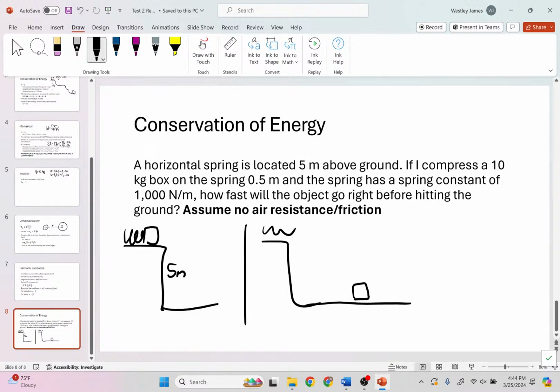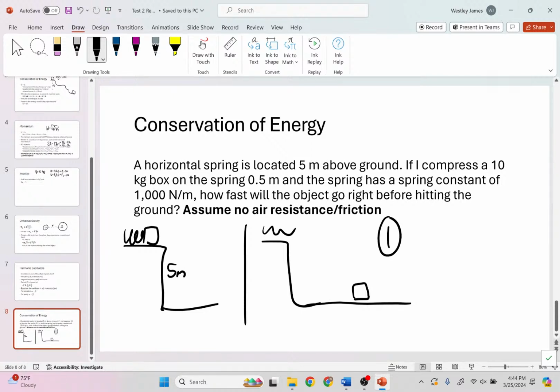You may be able to do this with kinematics, but anytime you see a spring being compressed, conservation of energy will be easier. We're going to use both. Let's see if we can do a conservation of energy, and let's find out. Let's put it that way.